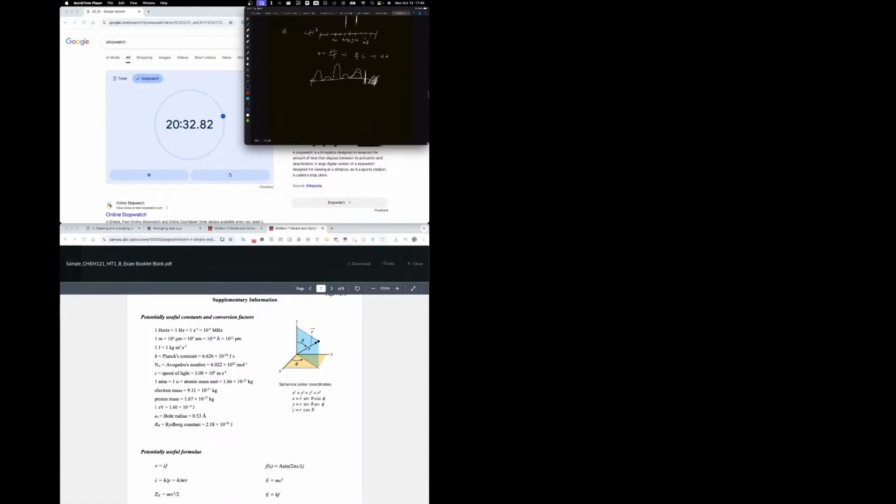Because this is some kind of superposition, right? So I already immediately do not know how to calculate that. I don't know how to calculate superposition. Okay, let's see. Nope, not here.